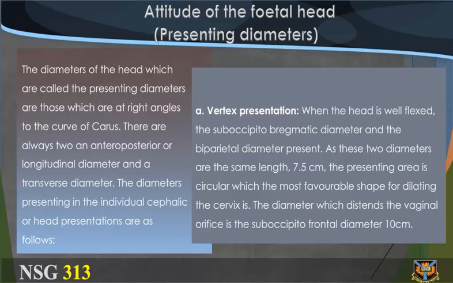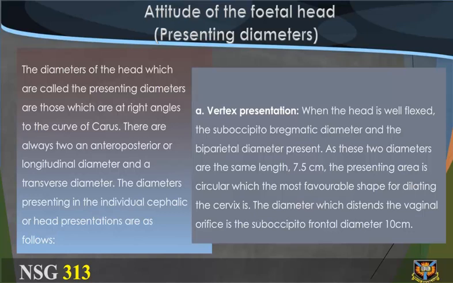Presenting diameters. The diameters of the head which are called the presenting diameters are those which are at right angles to the curve of Carus. There are always two: an anterior-posterior or longitudinal diameter and a transverse diameter. The diameters presenting in the individual cephalic or head presentations are as follows.